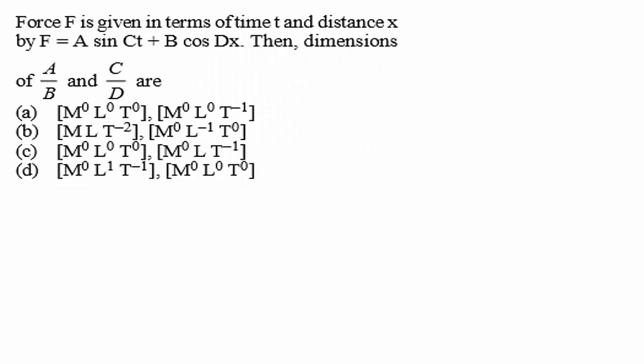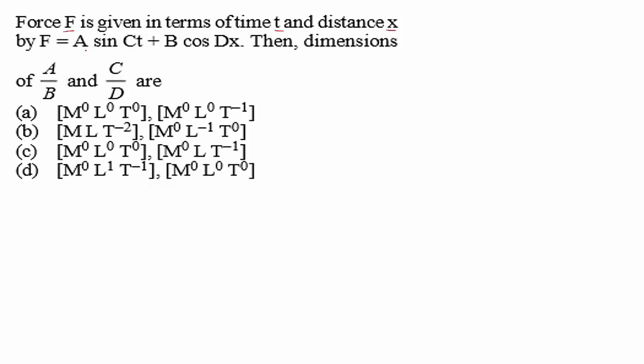The first question is: force F is given in terms of time t and distance x by F equal to A sin ct plus B cos dx. Then the dimensions of A by B and C by D are. So we have to find the dimensions of A by B and C divided by D. First we have to know what A by B is.